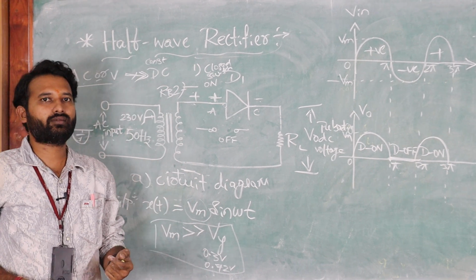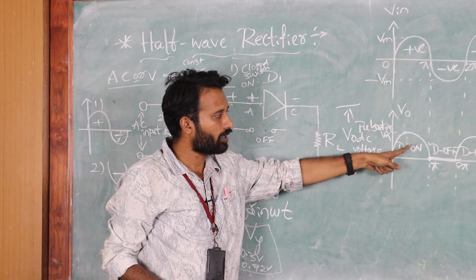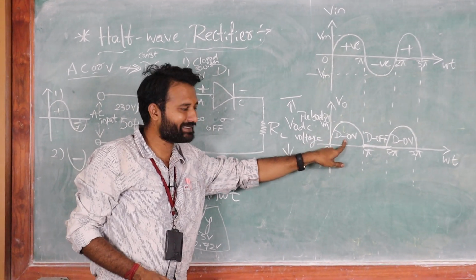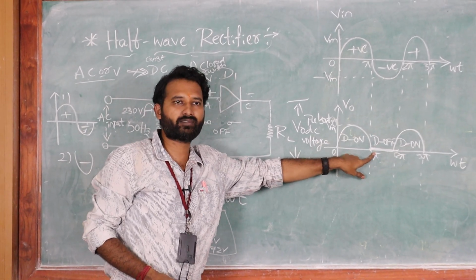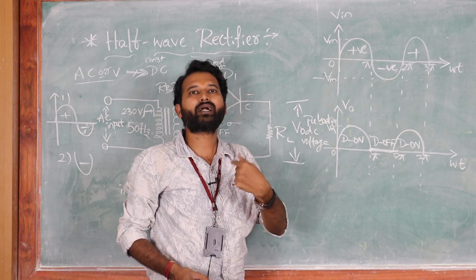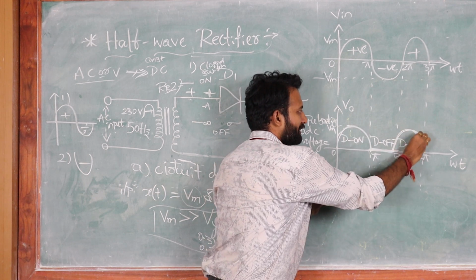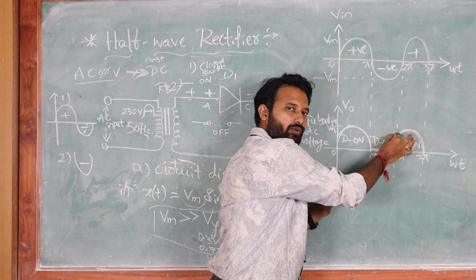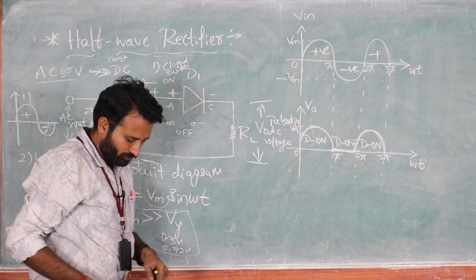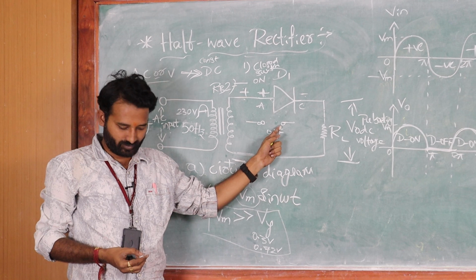So like this, we have converted our alternating voltage into a unidirectional pulsating DC voltage. Our input is bidirectional, positive and negative, but my output is unidirectional. Here you can say the output is in one direction only. So like this, your half-wave rectifier works.